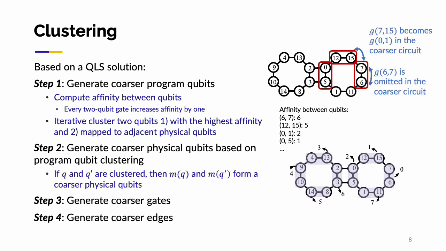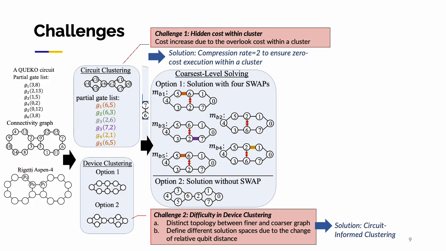For the physical qubit cluster, we will generate that based on the program qubit clustering. For example, if 2 program qubit is clustered, then its corresponding physical qubit that they map to will be form a coarser physical qubit as well. So that's how we generate the coarser devices that are similar to the circuit clustering.